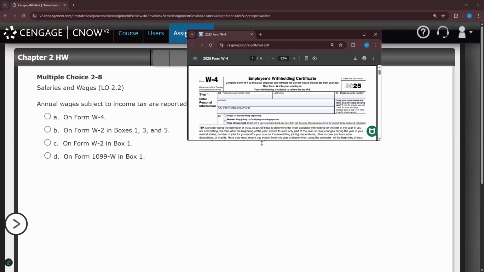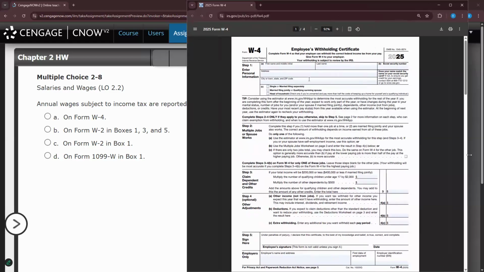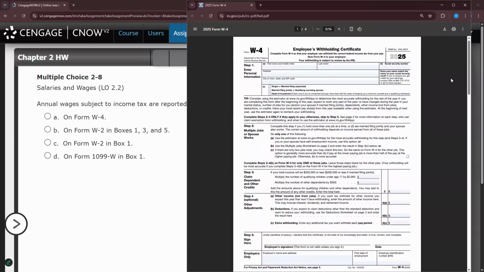So as it relates to Form W-4, this is the first answer choice. Form W-4 is the employee's withholding certificate. When you get a job, this is one of the first documents they'll give you. Why? Because this represents how much federal taxes are going to be withheld from the employee's paycheck. As you see here, in step 1, you enter your personal information: name, social, address, your filing status, single, married filing separate, married filing joint, etc. Step 2 is if you have multiple jobs or if you're married and your spouse also has a job. Step 3 is if you're going to be claiming a dependent and any other credits.